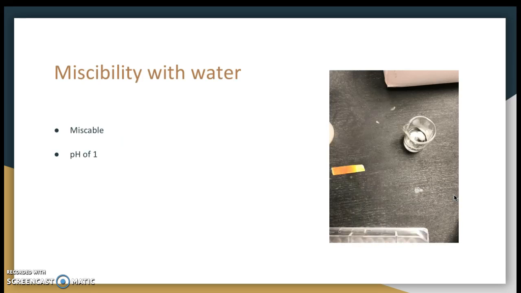The first experiment is the miscibility with water. In the test, we added the water to a test tube, and then we took a small spatula of our unknown compound and added it to the test tube which had the water in it. Then we used a magnetic stirrer to mix it, and what we saw was that it dissolved completely in water, which means that our compound is polar, and then afterwards we measured the pH to be around 1.